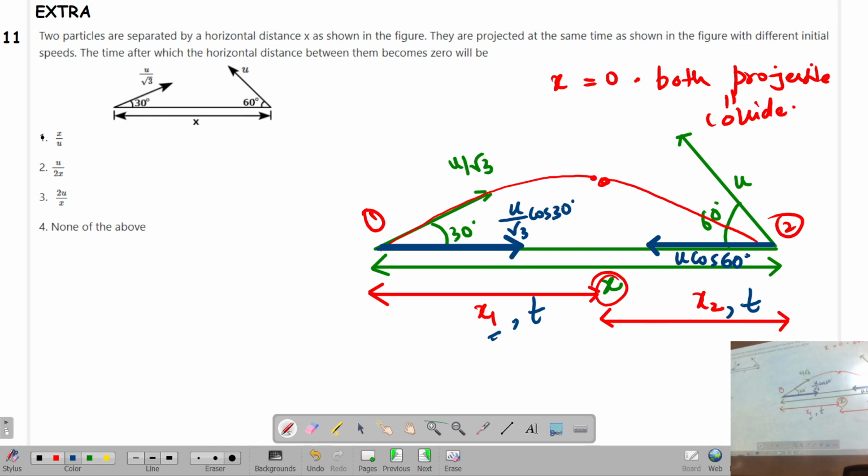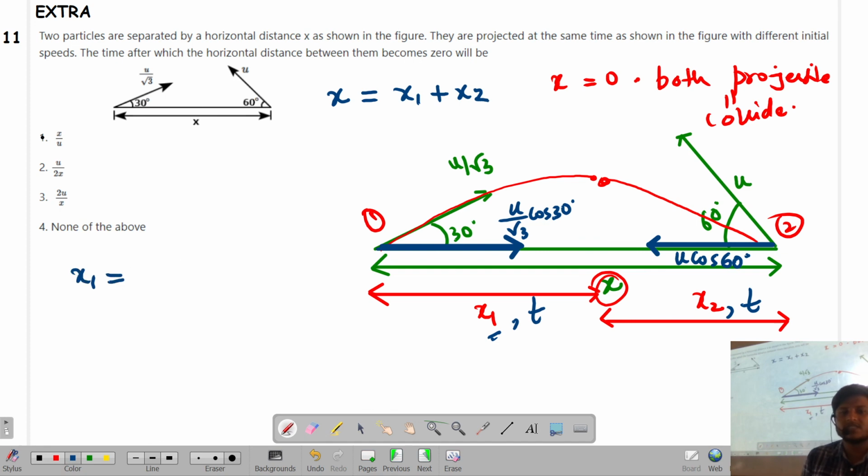Yes or no? So here also, if these two particles want to collide, particle 1 should travel this much distance in time t, and particle 2 should travel this much distance in a similar time t. Correct or not? Are you able to get me or not? So can I form the equation? What will that be? X is equal to what? X1 plus X2.